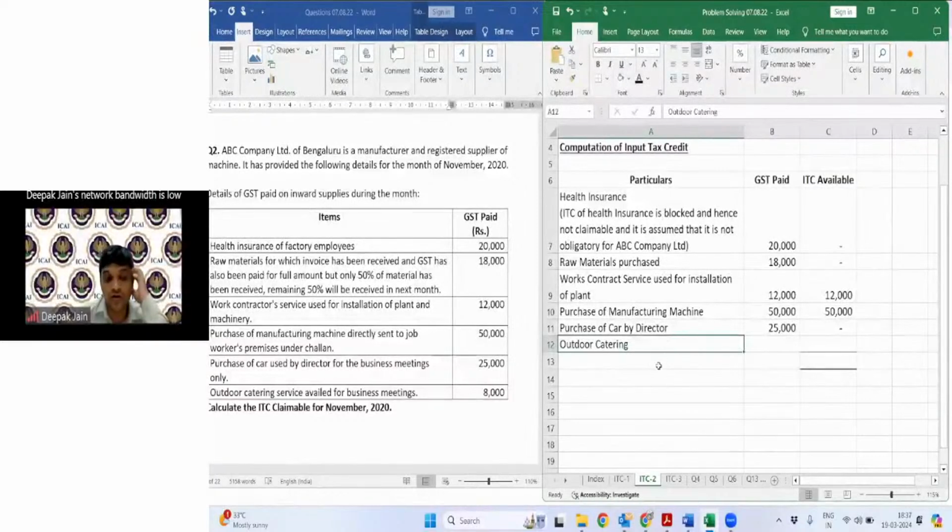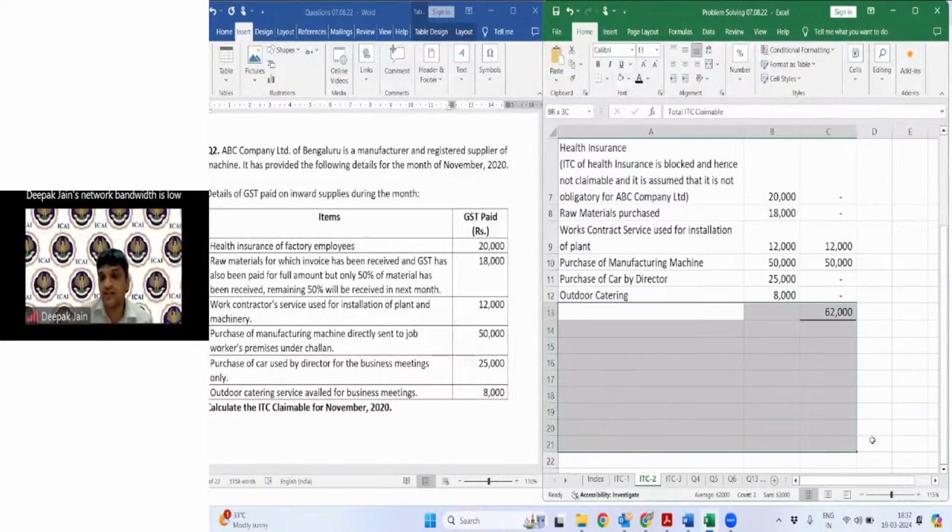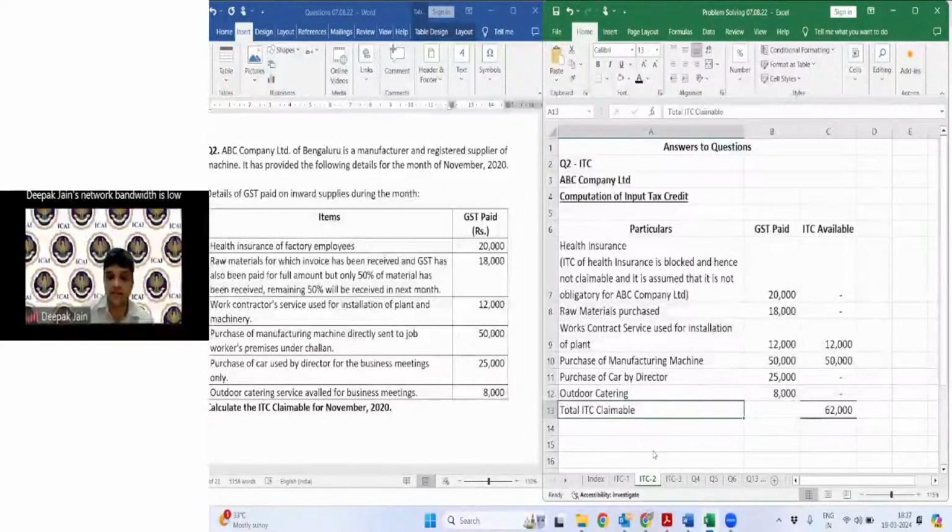Then outdoor catering services, if it is availed for business meetings, not for employee welfare or something, it is purely for business meetings. Can we claim it? Still, we cannot claim it. So the ITC available will be only to the extent of 62,000. The total ITC claimable is only 62,000.